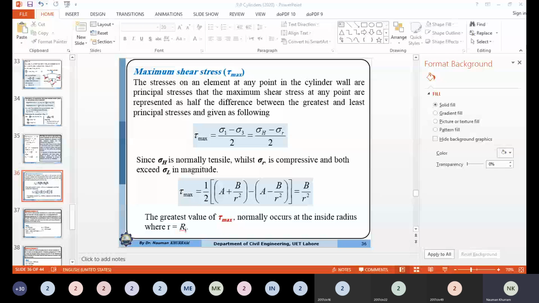Okay, Ali Usama, open your mic. Yes, sir. Hello. Okay, what is the advantage of a spherical cylinder? Advantage of spherical? Spherical cylinder, what is the advantage?